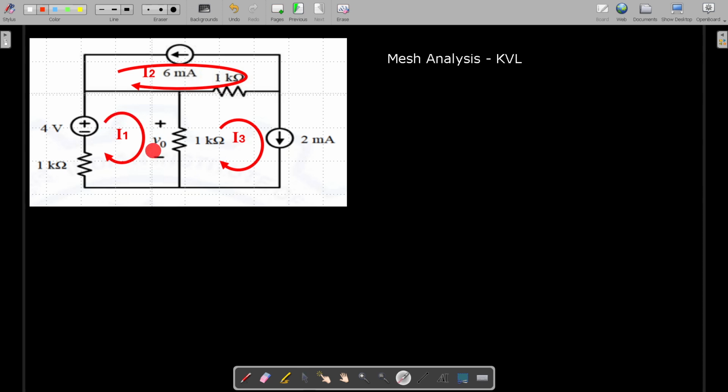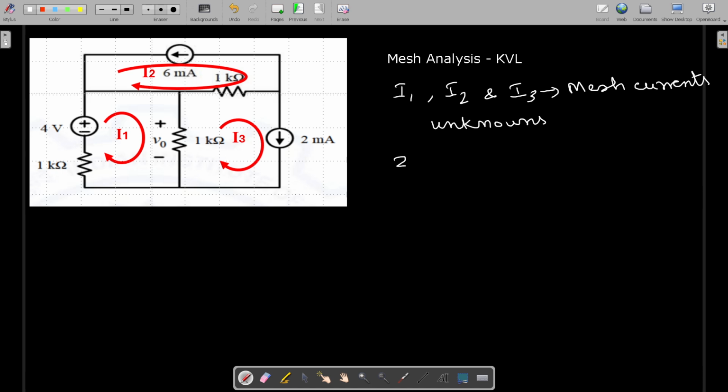There are three loops like this. This is loop 1, this is loop 2, this is loop 3 with the mesh currents I1, I2 and I3 respectively. Hence, there are three unknowns. We can write them as I1, I2 and I3. These are the mesh currents as well as the unknowns. Since we have three loops, we can write down three equations.